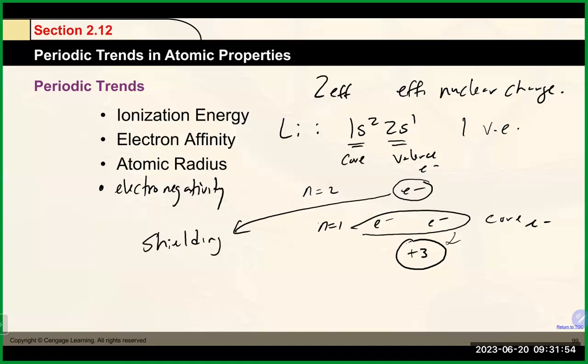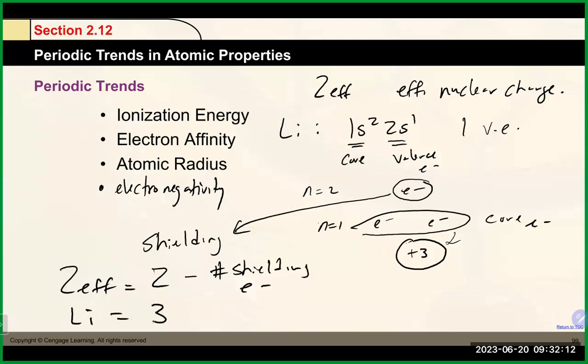You could actually calculate something like Z effective by taking the atomic number minus the number of shielding electrons. So for example, in the case of lithium, the atomic number is 3. And in this case, it actually has 2 lower electrons that are shielding. So we end up with a +1 charge. And that is the effective positive charge that that valence electron is feeling. It's not feeling the full brunt of the +3 charge. It's just the +1 charge holding it there.